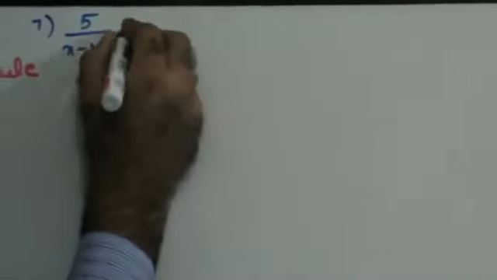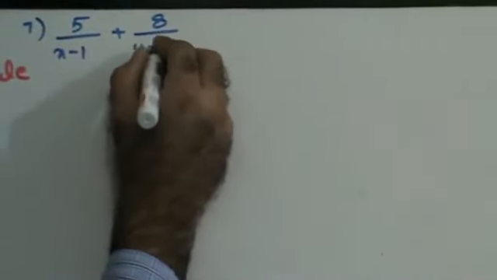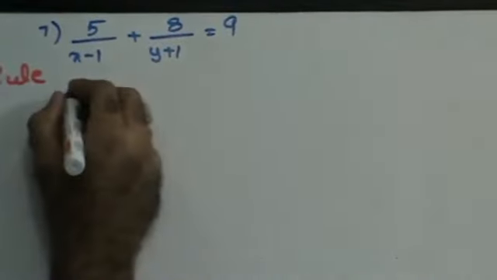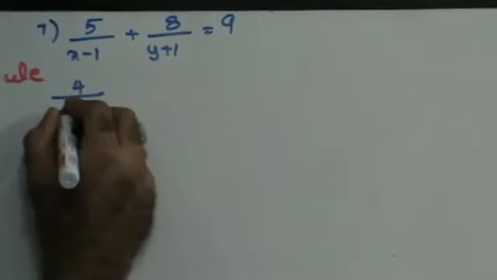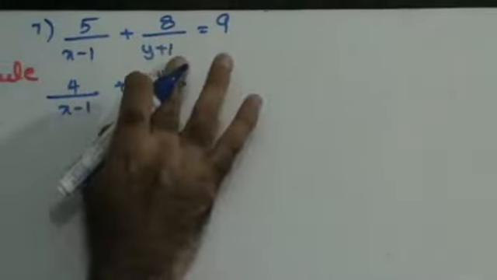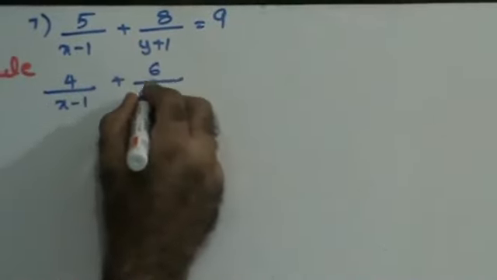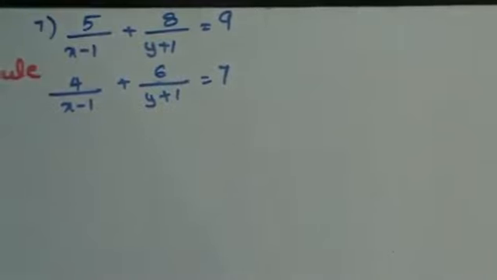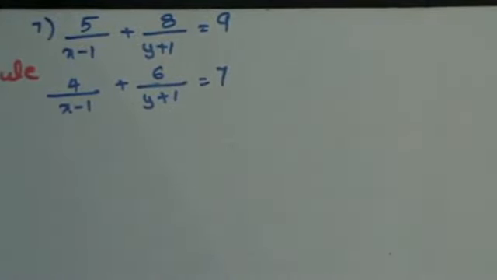Now suppose if they gave you a sum like this. 5 upon x minus 1 plus 8 upon y plus 1 is 9, and 4 upon x minus 1 plus 6 upon y plus 1 is 7. You have to solve this using Cramer's rule. So in this case I have a denominator. How do I get rid of the denominator?